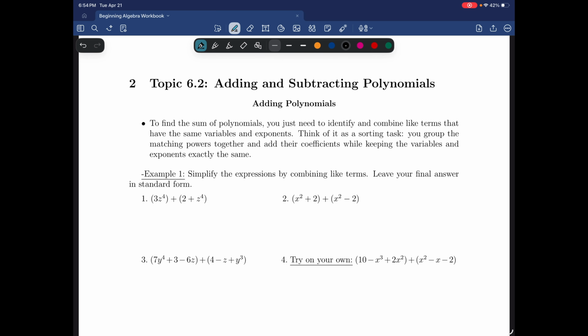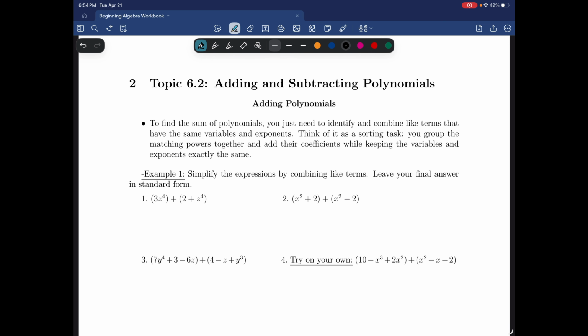To find the sum of polynomials, you just need to identify and combine like terms that have the same variable and exponent. You can think of it as a sorting task. You want to group matching powers together and add their coefficients while keeping the variables and exponents exactly the same.